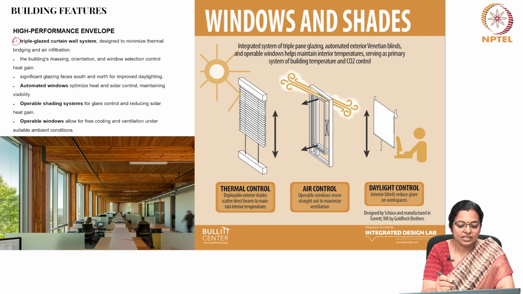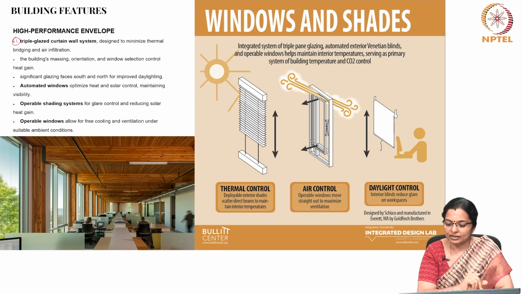Significant glazing faces south and north for improved daylighting. Automated windows optimize heat and solar control, maintaining visibility. The operable shading systems are used for control of glare and reducing solar heat gain. Operable windows allow for free cooling and ventilation under suitable ambient conditions.